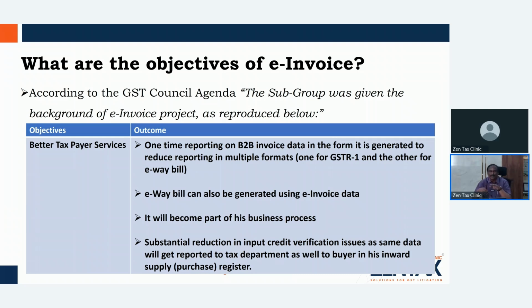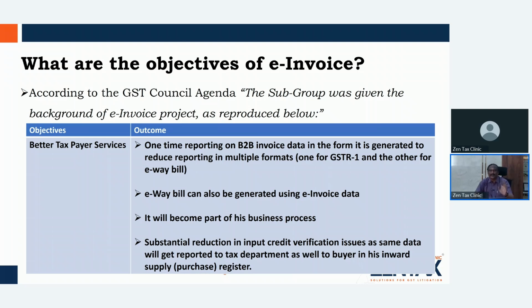And also the e-way bill. E-way bill can be generated using the e-invoice data. And also input tax credit verification. As soon as the GSTR1 is filed through e-invoice, there will be proper synchronization of the credit passing. That is also one of the essential objectives of this e-invoice project. So these are the advantages from the point of view of the taxpayers.